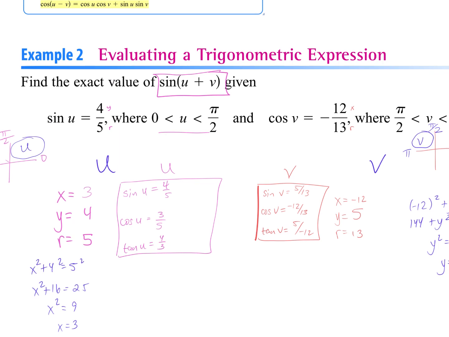Guys, have we answered the question? What was the original question? I kind of forgot. Oh, you want the sine of U plus V. All right. We found all of that information to answer the question. We took all of chapter 4 and answered it right here.